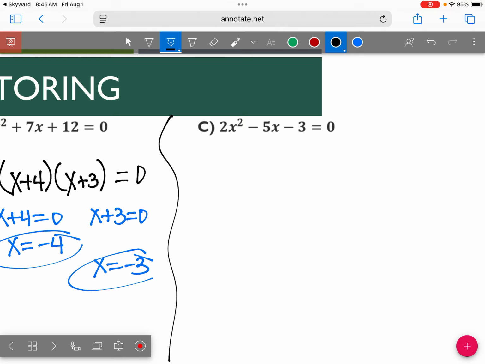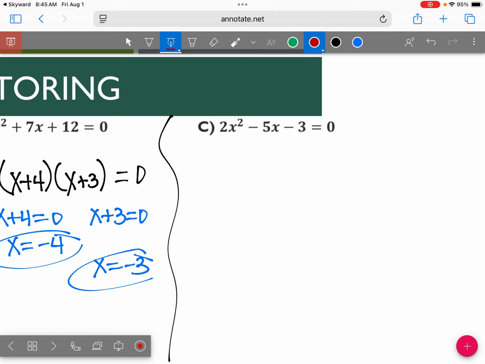So who uses the box when A is not 1? Anybody use bottoms up, guess and check? You do guess and check? You do bottoms up? What do you do? I do guess and check, okay. So we have a lot of different ways we can go about doing this. I personally like bottoms up. I'll show you that method, but I'll also do the box.